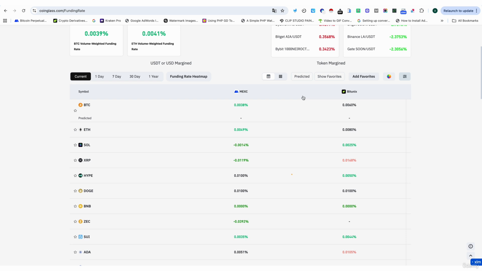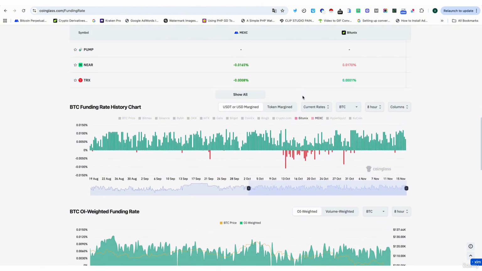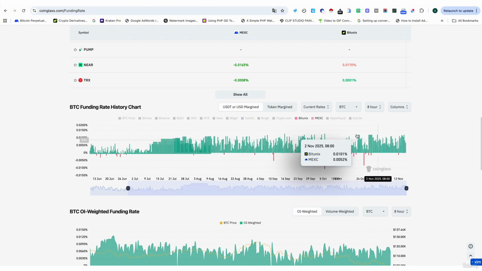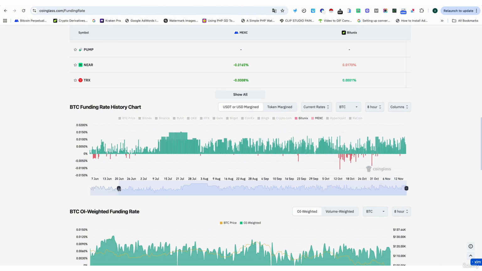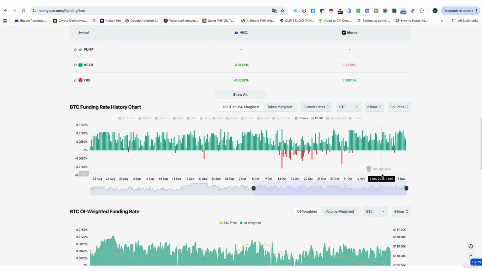Now, scroll down to the middle of the page and you will see the funding rate history chart. On the left side, make sure to select USDT, then choose current rate, and finally select the coin you want to analyze. For our first example, let's look at Bitcoin, or BTC. Since I have accounts with both exchanges we use for arbitrage, Bitunix and MEXC, I just select those two from the list. You can select another pair if needed. Now place your mouse cursor on the last bar of the chart.